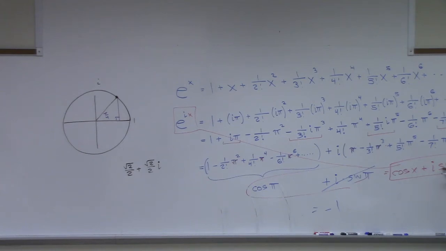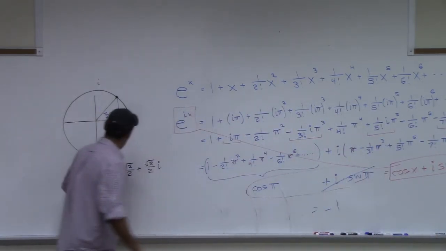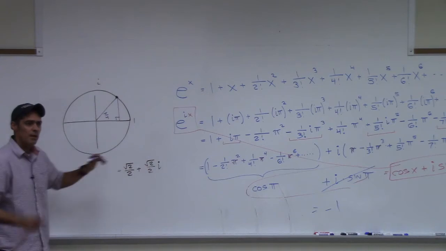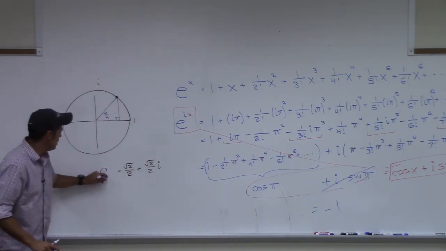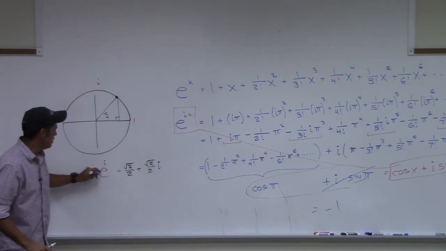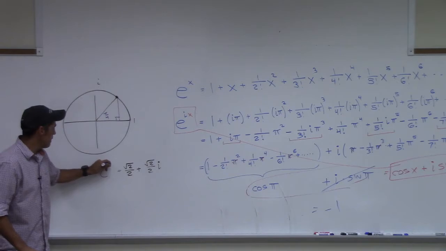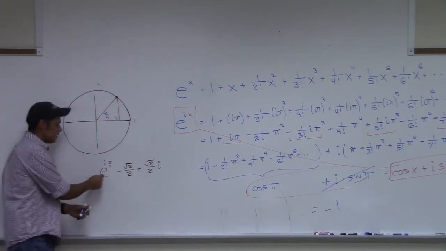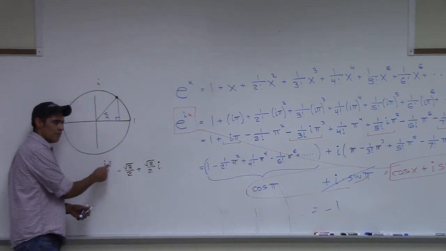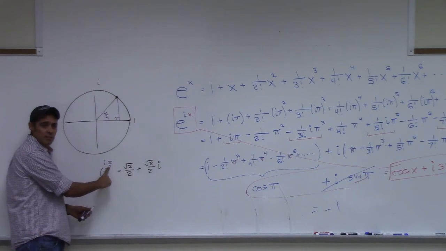Root 2 over 2, and what's sine of pi over 4? Root 2 over 2, right? So this complex number, written in its equivalent form, is e to the i times pi over 4, because this pi over 4 is the angle.